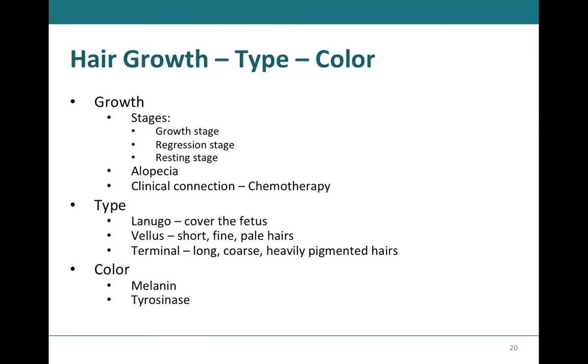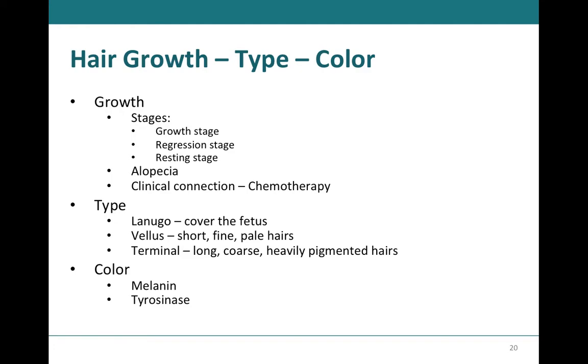So our hair growth, our hair type, and our hair color are what we'll discuss on this slide. So our hair is in a growth cycle. So it's a continuous process of growing, regression, and resting. We spend the vast majority of that time in the growth stage, especially with the hair that comes out of our head, and then it will regress. When it regresses, the follicle atrophies and gets smaller and shrinks, and then it will rest and not be going through any type of mitosis or actual growth process.